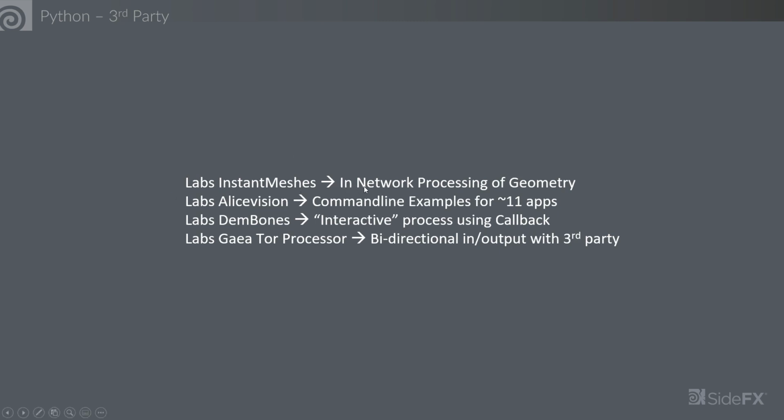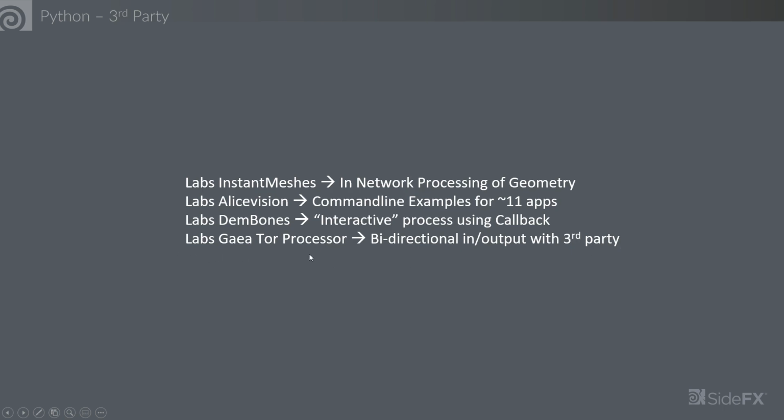We have the Instant Meshes that we looked at, which is the in-network processing of geometry. We have Labs AliceVision, which is similar to that, but it's running command line scripts for about 11 apps all at once to do some photogrammetry processing. We have Dembones, which is, like we saw before, an interactive way of running Python code using callback scripts. And then we have the Gaia Tor processor, which is bidirectional input and output with third party.